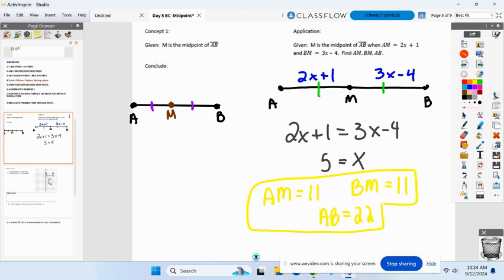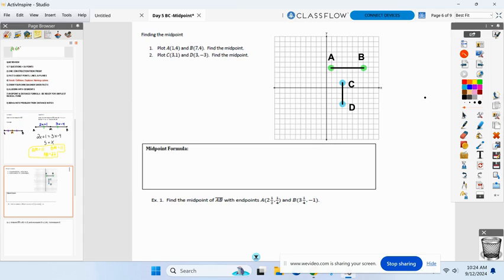I want to do the same thing I did with you guys yesterday when we did distance formula. Let's put it on a graph now. Let's find the midpoint on a graph. So go ahead, take some time, do number one: line segment AC, line segment AB.